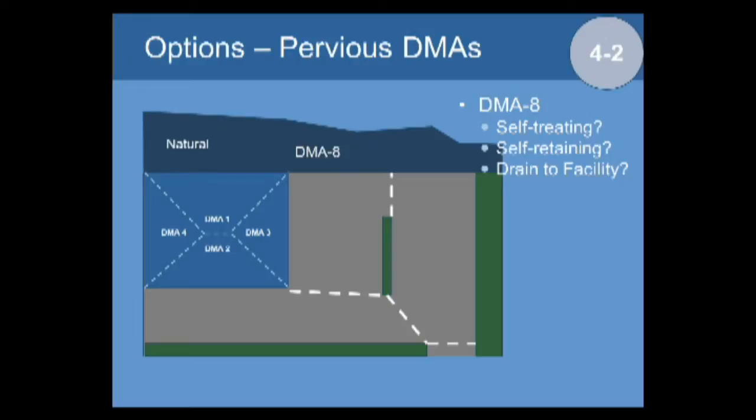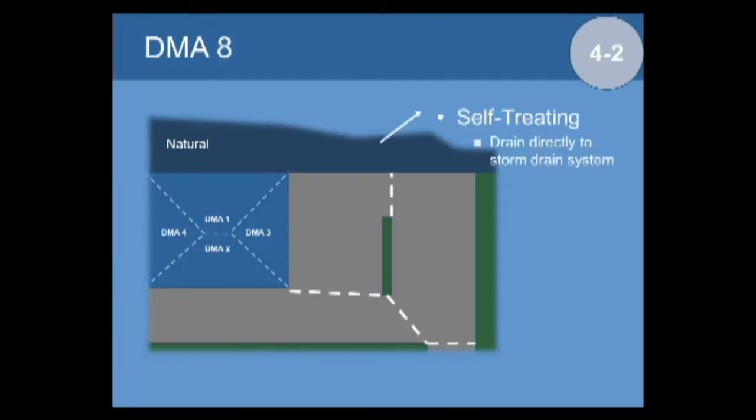In drainage management area 8, really you have a few different options of how to handle runoff in a situation like that. It could be a self-treating area, it could be a self-retaining area, or you could drain it to a bioretention facility, which is sort of your least best option of the 3. So here I just want to illustrate what the difference between these concepts are.